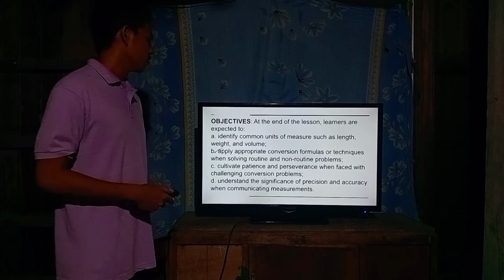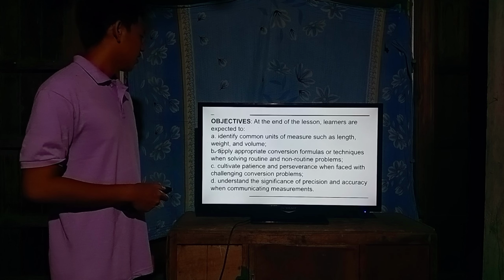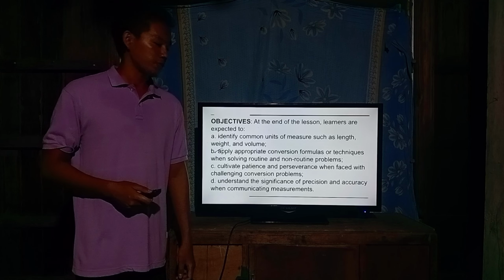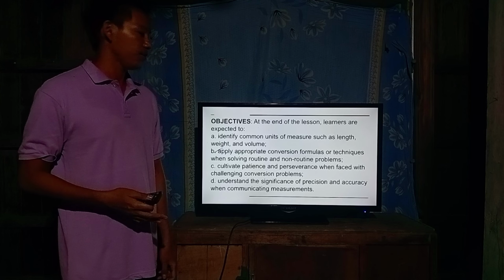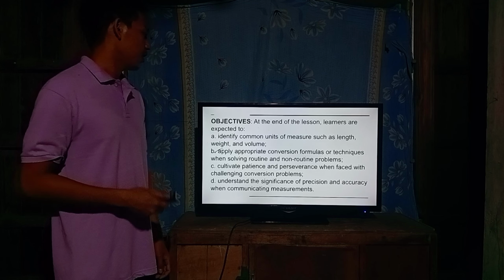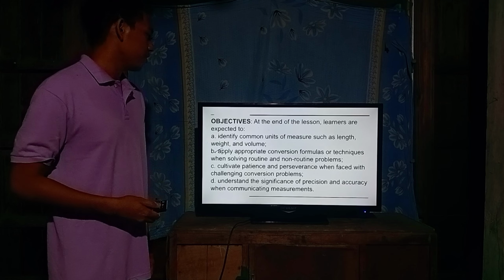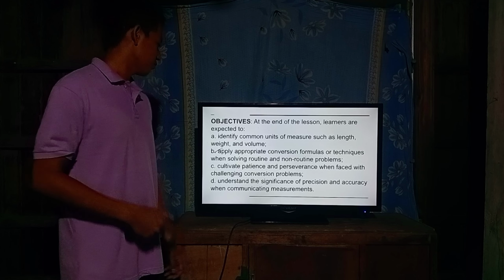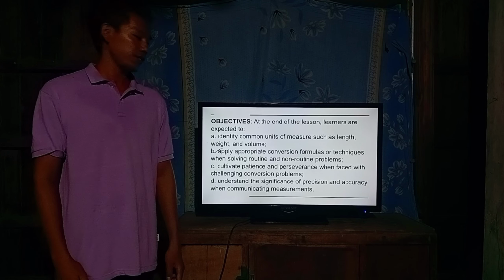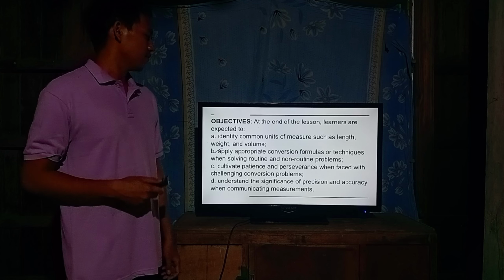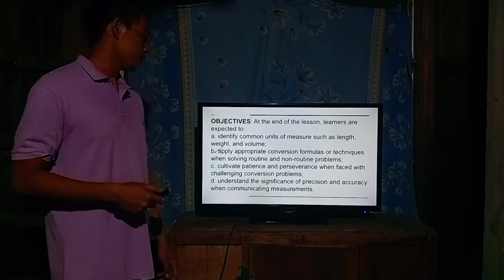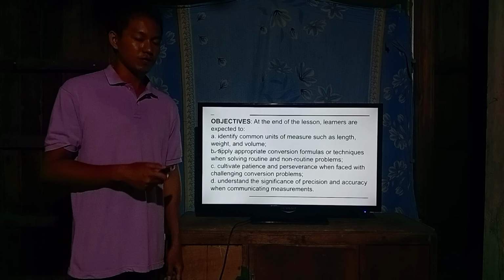So when solving routine and non-routine problems, it needs a lot of techniques and formulas. Also cultivate patience and perseverance when faced with challenging conversion problems. Understand the significance of precision and accuracy when communicating measurements.